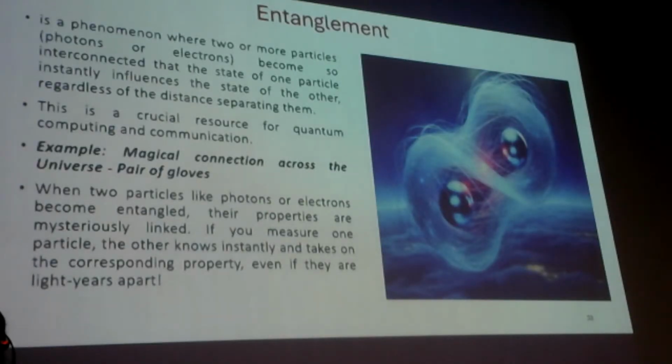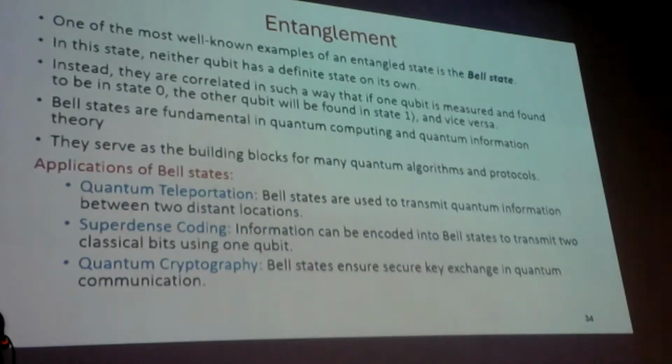So if you measure one particle, the other moves instantly and takes on the corresponding property, even if they are light years apart. So we'll see that example, especially the most important example for entanglement here, which is the creation of Bell states. And we have to create a Bell state circuit in order to execute certain things. So let me tell you what this is. One of the most well-known examples of an entangled state is the Bell state.